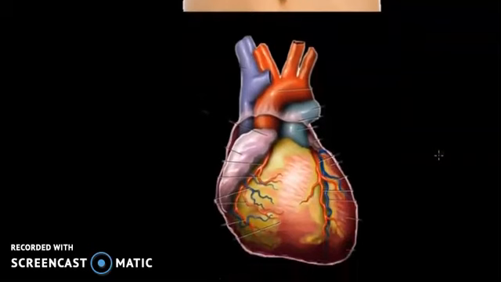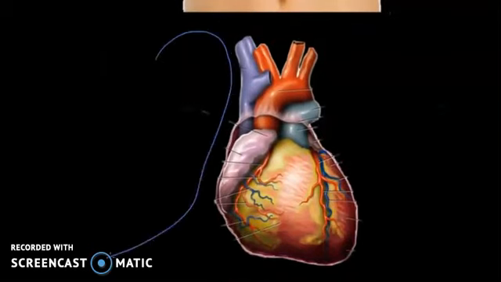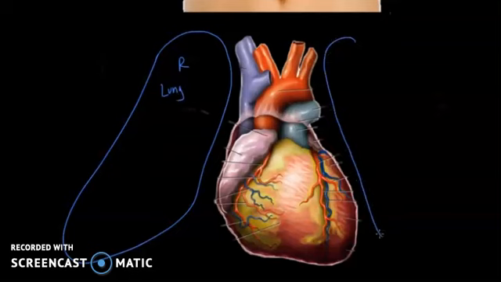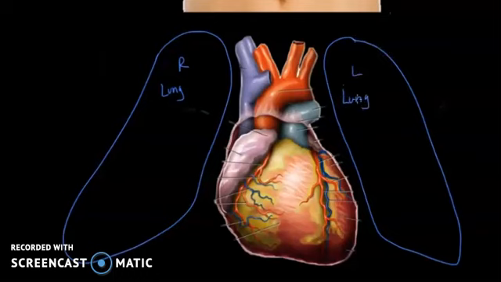So we'll just see a zoomed version of the heart. So here is your right lung and here is your left lung. The heart lies exactly between the right and left lungs.